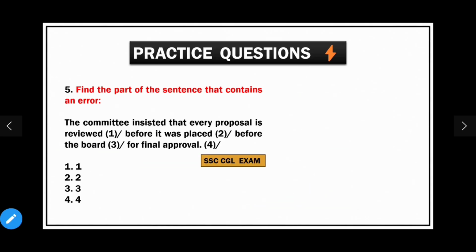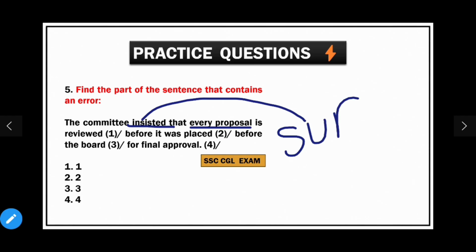Next question is from a previous year question of SSC CGL. And the question is, you have to find the error in this sentence. The committee insisted, keep it in your mind, insisted is part of subjunctive, that every proposal is reviewed before it was placed before the board for final approval. So one thing is clear, this sentence is part of subjunctive mood.